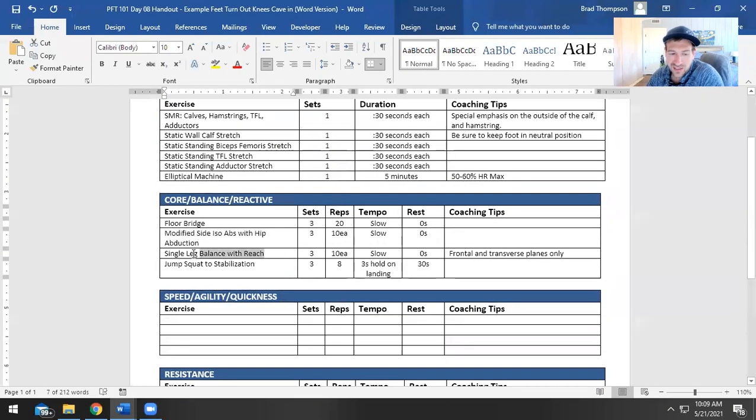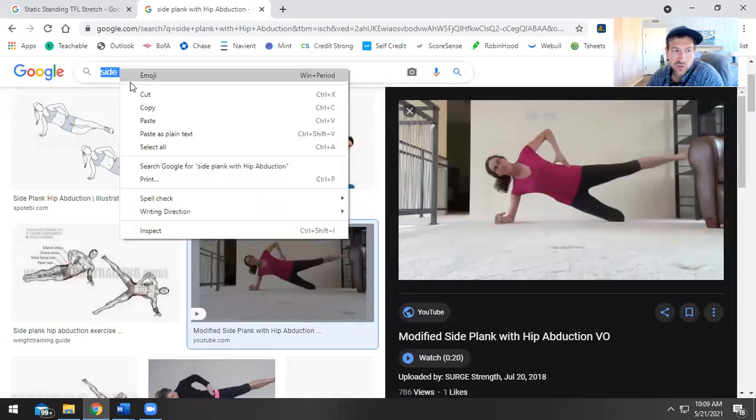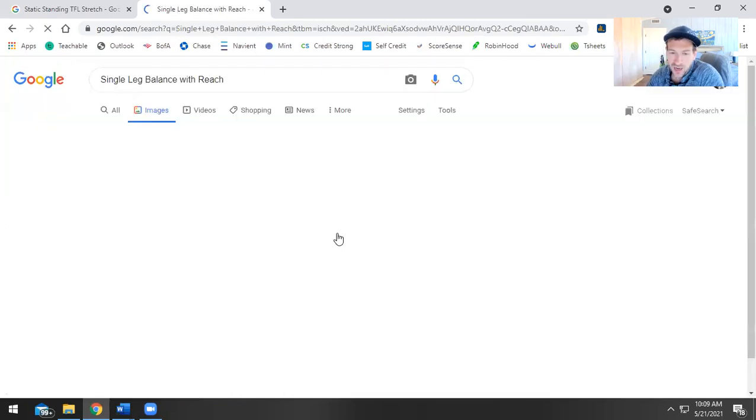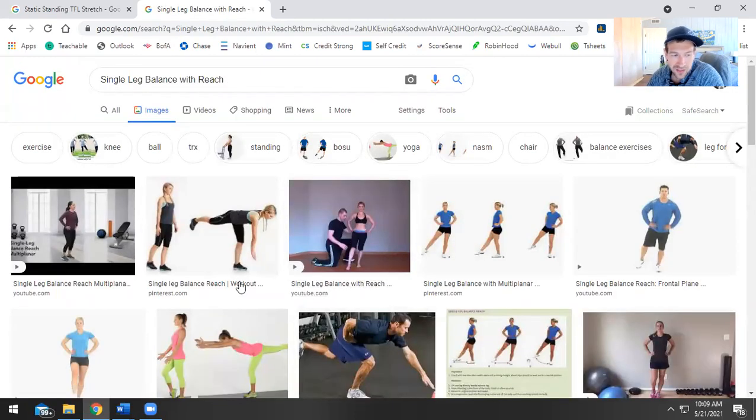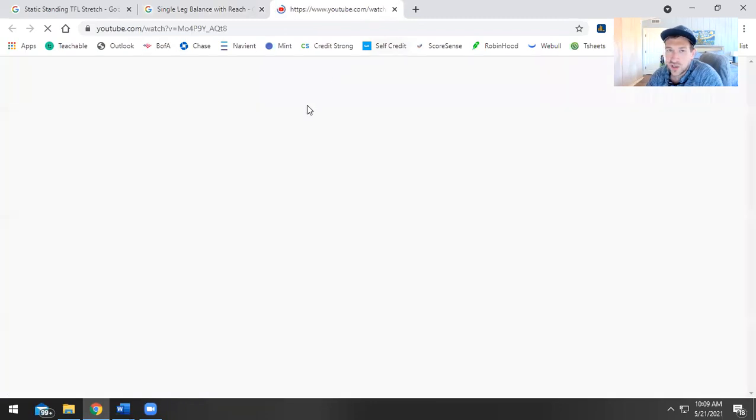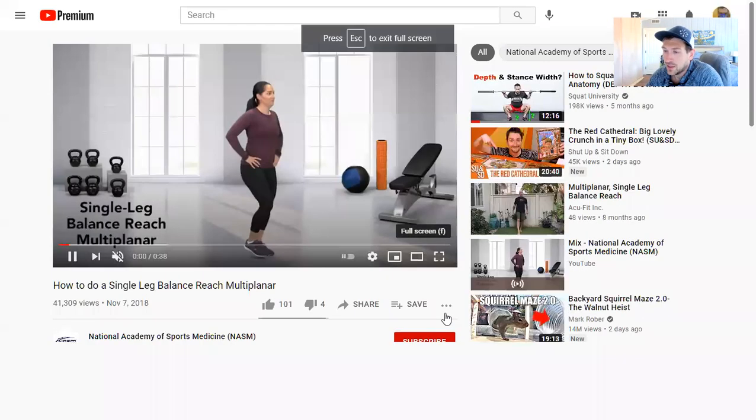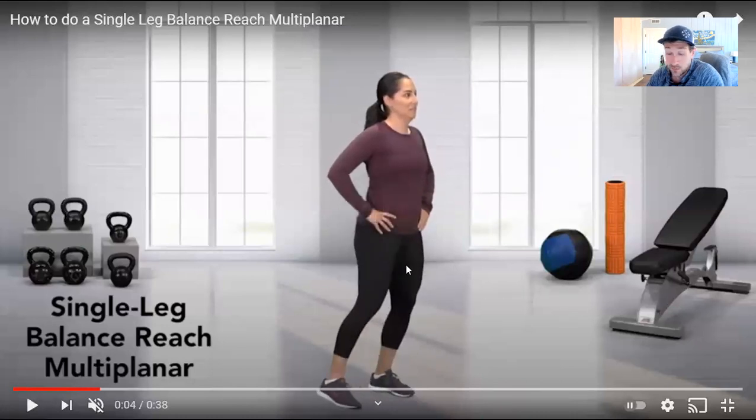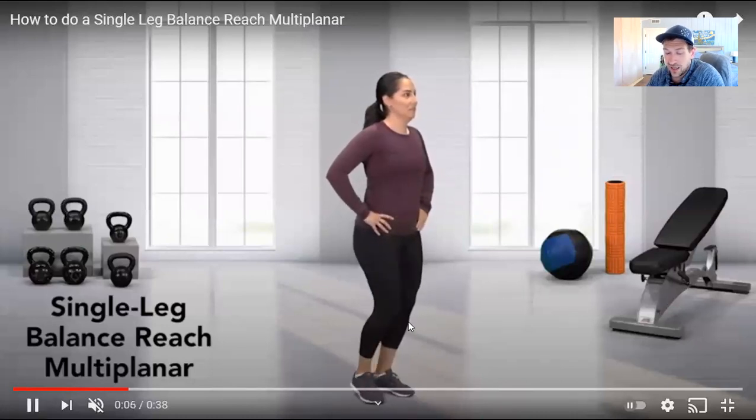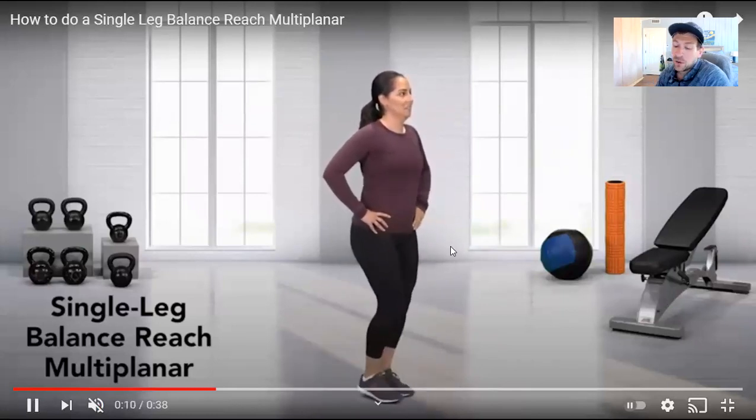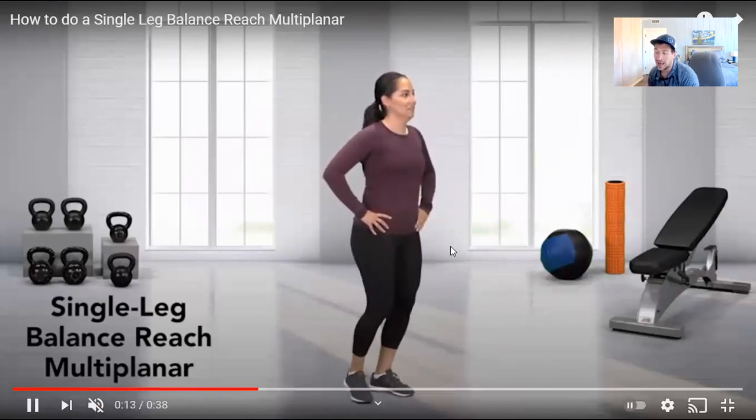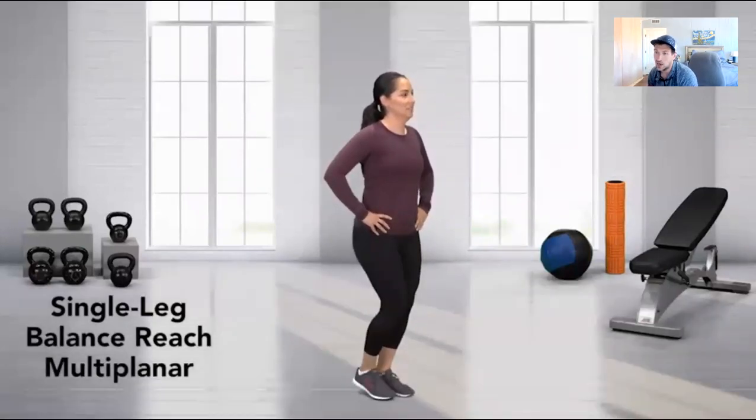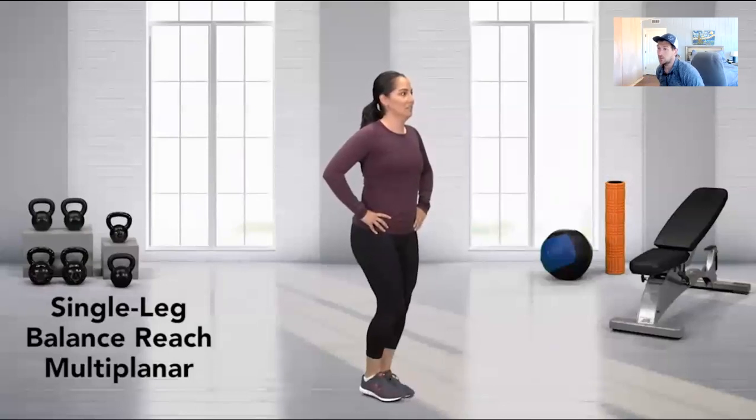We are also going to do a single leg balance with reach. So this is a terrific exercise that focuses on developing your balance while also strengthening your gluteus medius, right? So she goes to the front. That doesn't do much for your gluteus medius. But this version, she goes to the side, and then she goes to the back. That's your gluteus medius and your gluteus maximus. I would probably just take the front part of this movement out of it and say, let's focus on frontal and transverse plane movements.